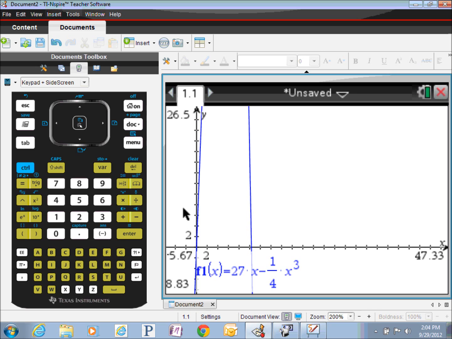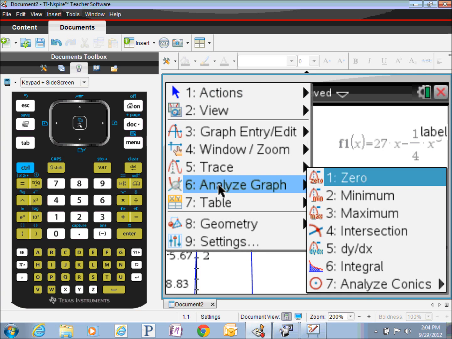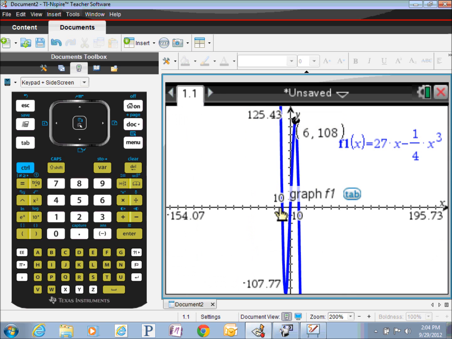Well, how am I going to do that? Let's move this up out of the way. So I need to try to find this place where the function has a maximum. Well, the nice part about it is that this calculator will let me do that. So let's analyze this graph again. And if I analyze this graph, this time I'm looking for a maximum. So my minimum value, my lower bound, my upper bound. Look at that, it even resized my window for me. And I found that I now have a maximum value at the point 6,108.